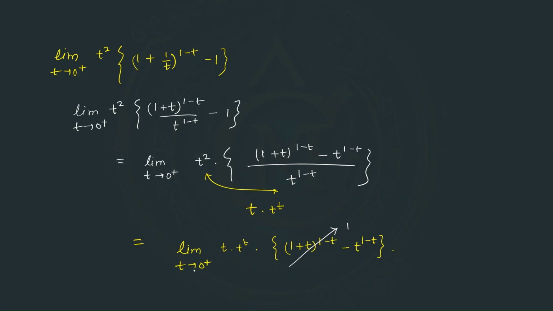How? Because when you tend t to 0 plus, you can see it will tend to 1. And limit t tends to 0 plus t to the power t will be equal to 1, and limit t tends to 0 plus t will be 0. So the overall limit tends to 0.